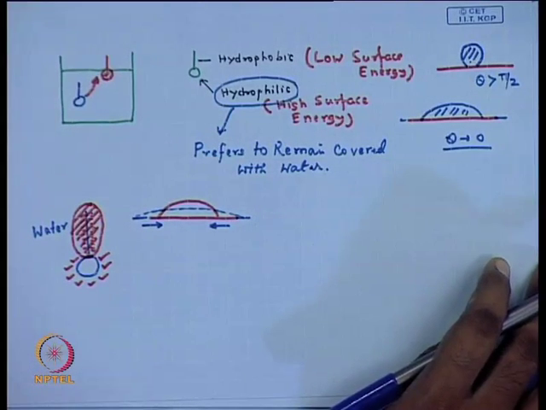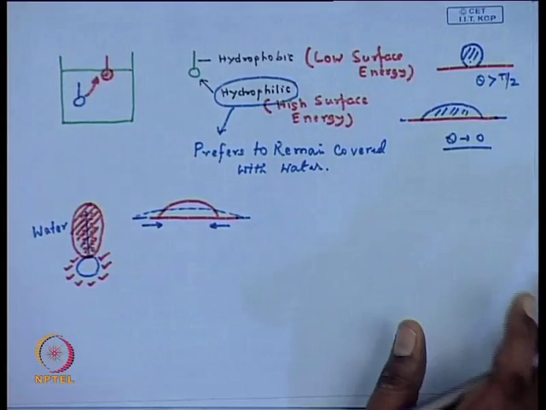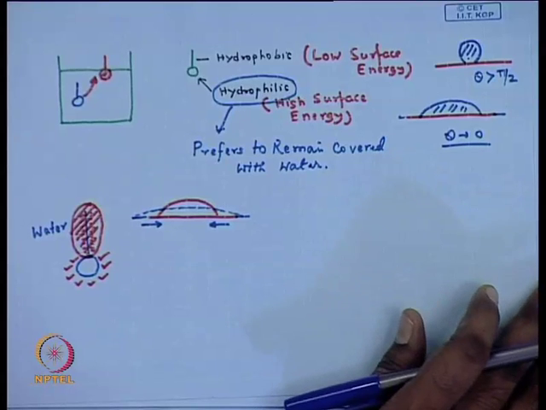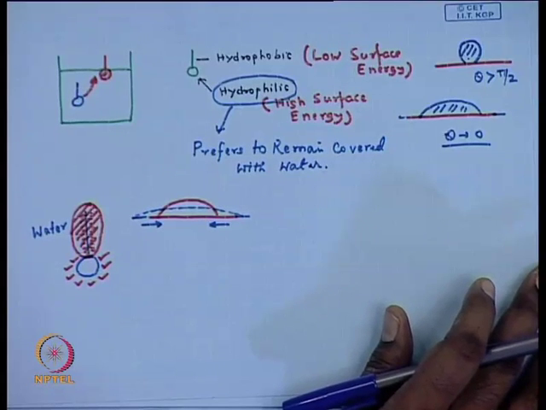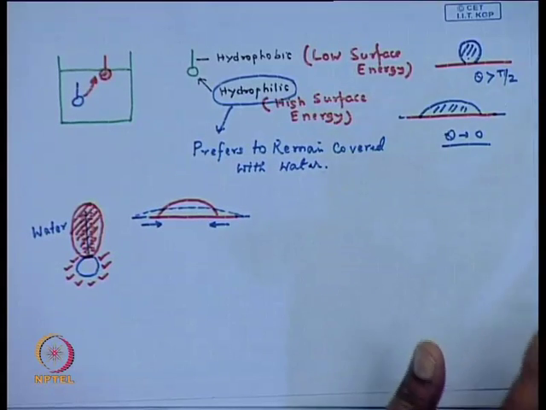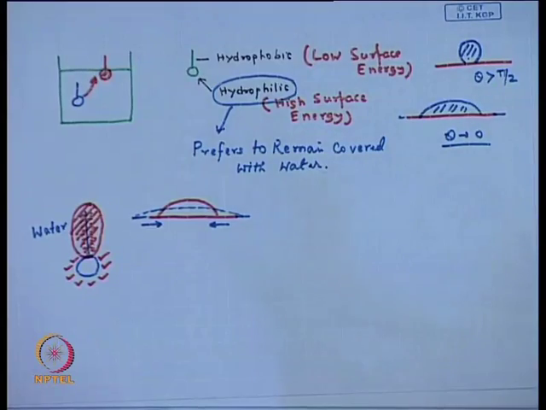So, here you see that though this is a very simple example, it happens all the time, and you can try to correlate it with lots of things. If you add some detergent to water and put it on your hands, it slips.